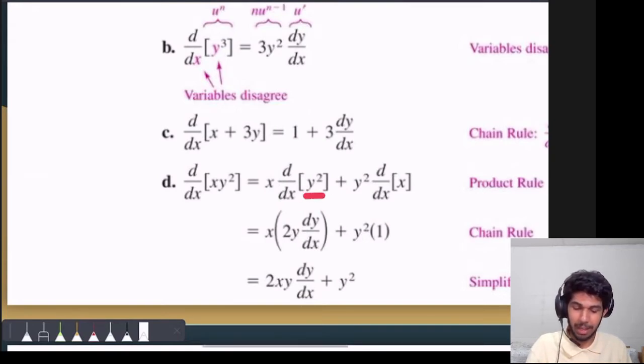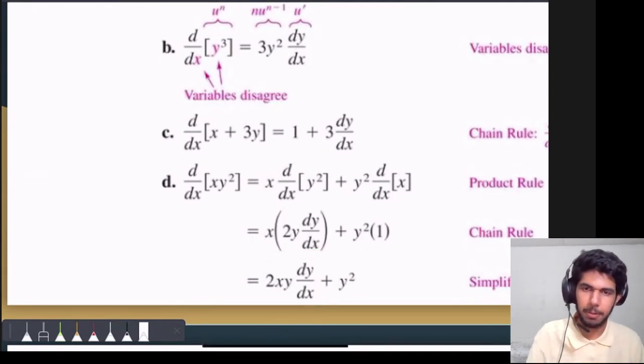Derivative of y squared with respect to x, well, we do the chain rule, but first, in order to implement the chain rule, we do the power rule on y, so that becomes 2y, and then we de-stuff it. We take the derivative of the inside, which is dy/dx. And then we just simplify that down, and we get the bottom part.